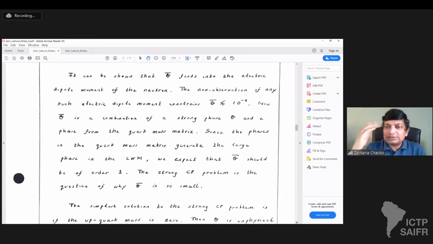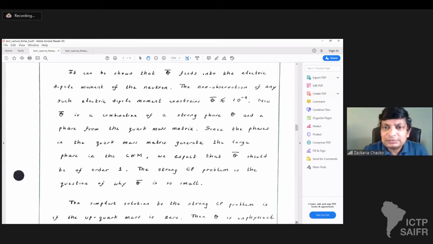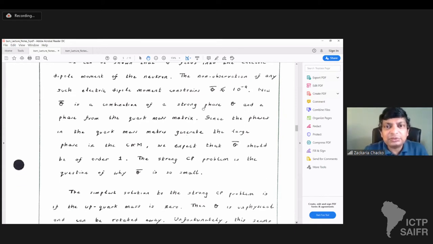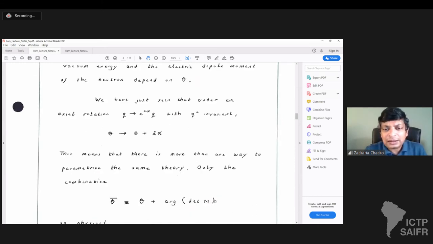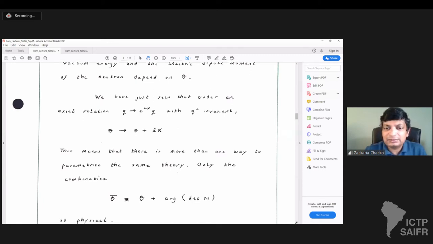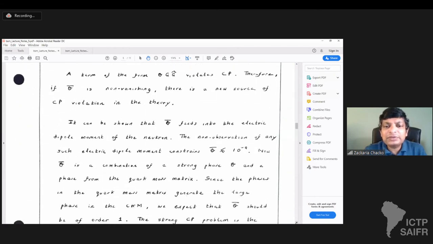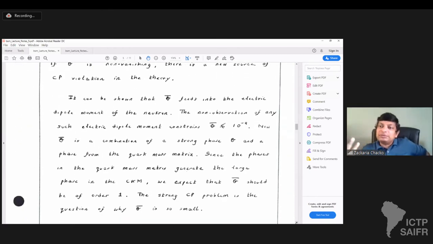And if you think about it, that's crazy. That's completely crazy, and let me tell you why. Let's see what theta bar is. It's a combination of this strong phase theta, the theta from this term, and the phases in the quark mass matrix. Now we know the phases in the quark mass matrix are big because the CKM is big. The CKM came from the phases in the quark mass matrix.